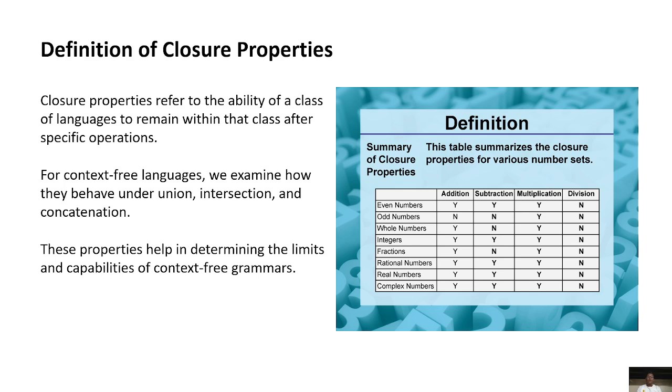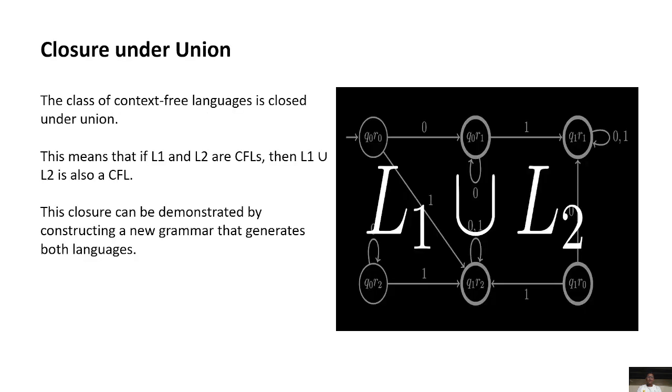Definition of closure property. Closure property refers to the ability of a class of languages to remain within the class after a specific operation. For context-free languages, we examine how they behave under union, intersection, and concatenation. These properties help in determining their limits and capabilities for context-free grammars.